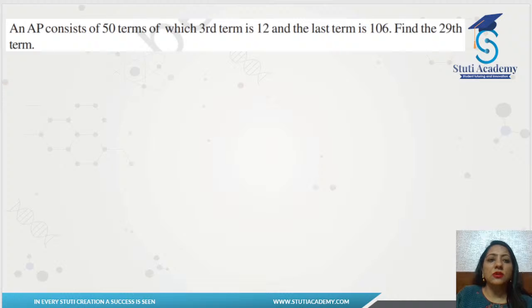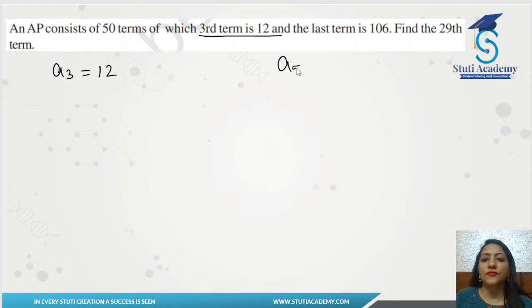An AP consists of 50 terms, of which the third term is 12. So A3 is 12 and the last term is 106. It has 50 terms, so the last term would be the 50th term, that is 106. Find the 29th term. Now the AP consists of 50 terms. The third term is 12, so A3 is 12. That means we can write A plus 2D is equal to 12. And the last term is 106. That means the 50th term is 106.